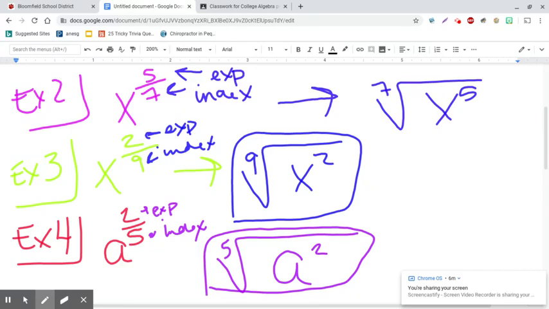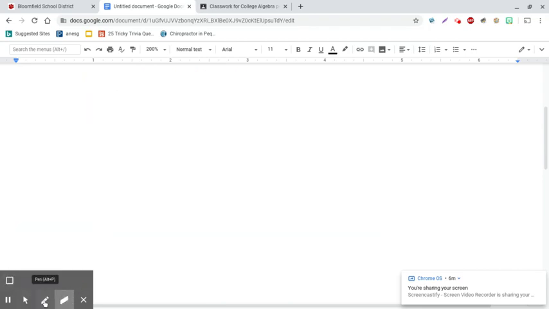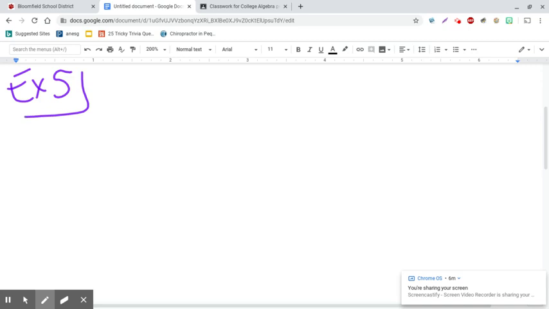Okay? Now we're going to go back the other way. So we're going to go, instead of rational exponent to radical notation, we're going to do radical notation to rational exponents. That's a tongue twister. Try to say that 5 times fast. All right. So this is example 5. So now I'm going to give you the radical notation. Let's just say the 8th root of a squared.